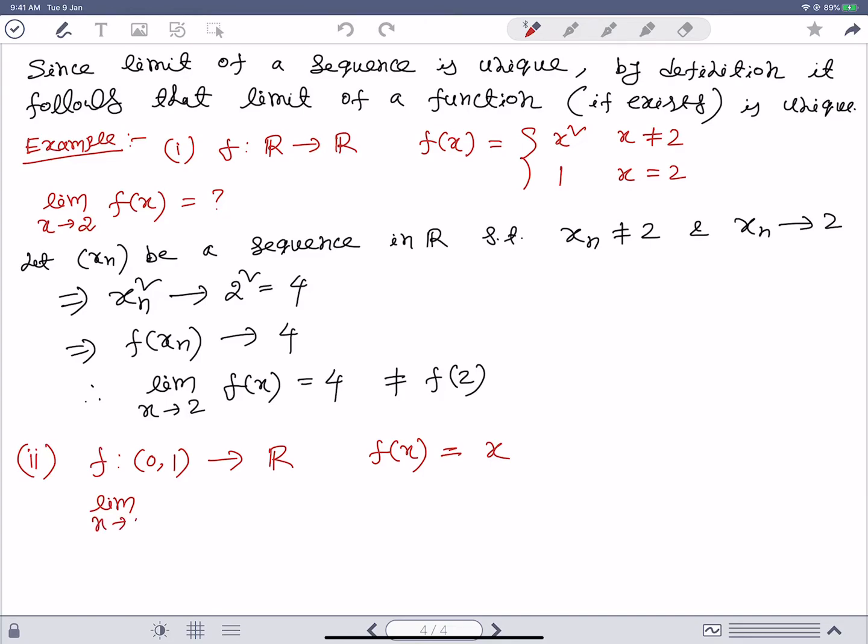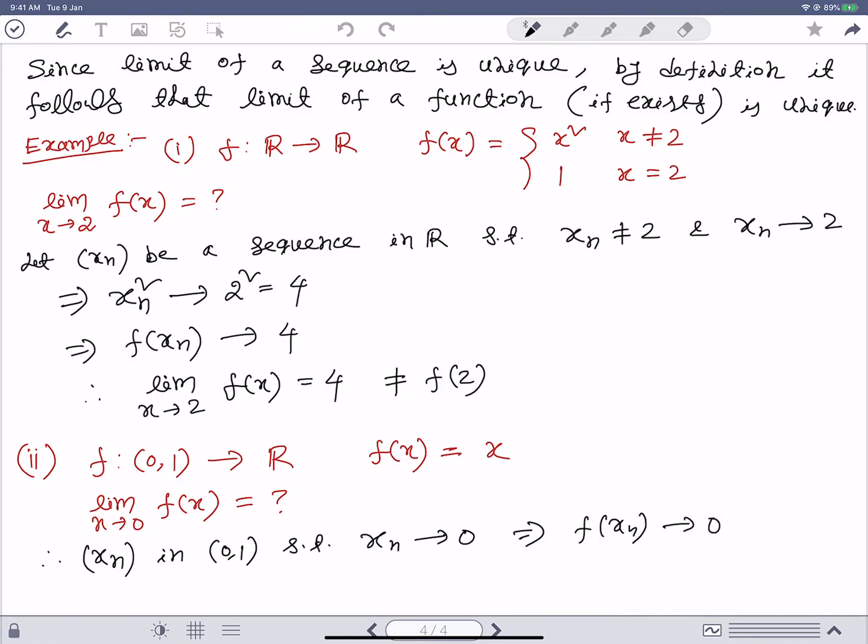Therefore, limit x tending to 0 of f of x is well defined, right? So we can talk about the limit of the function at x equal to 0, or when x approaches 0. Now here, for any arbitrary sequence xn in (0, 1) such that xn converges to 0, this will imply f of xn converges to 0, right? So trivially we check that limit x tending to 0 of f of x equals 0.